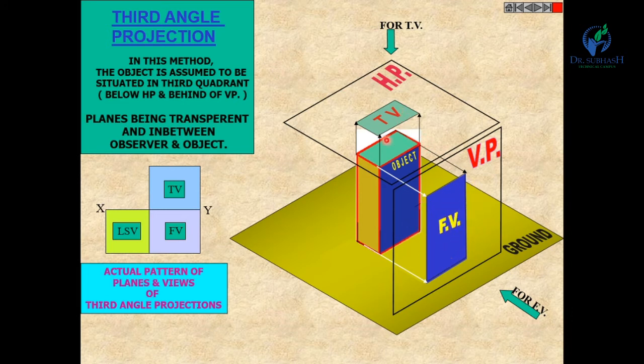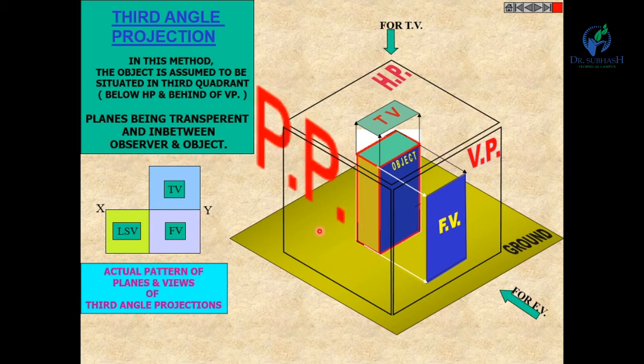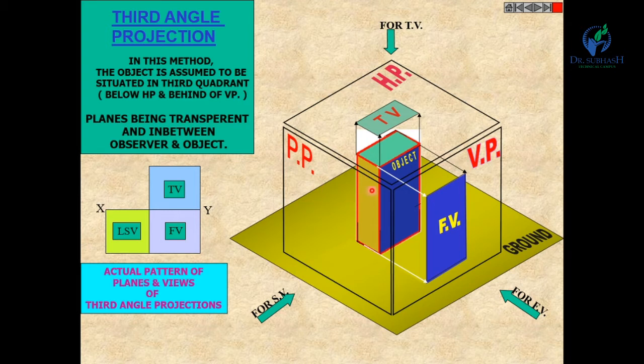So you can see here the object is below HP and behind VP. Okay, in third quadrant. And for the side view, profile plane. So similarly here, this plane is in between object and observer, and side view is here. Okay. So you have to remember that in third angle projection method, the front view is below xy line, top view is above xy line, and left hand side view is left of the front view, and right hand side view is right of the front view.